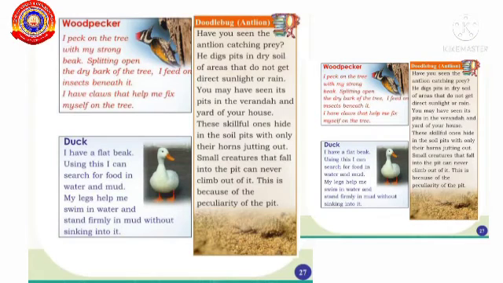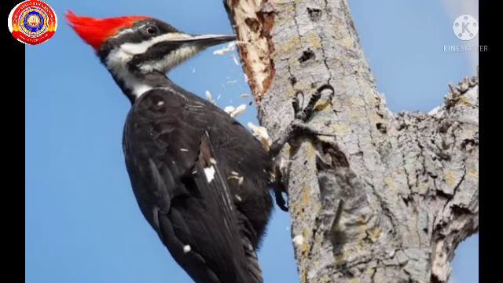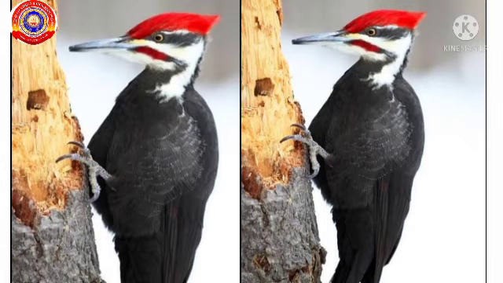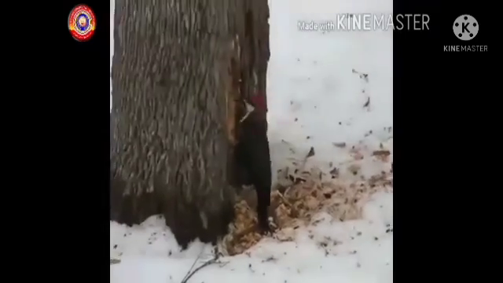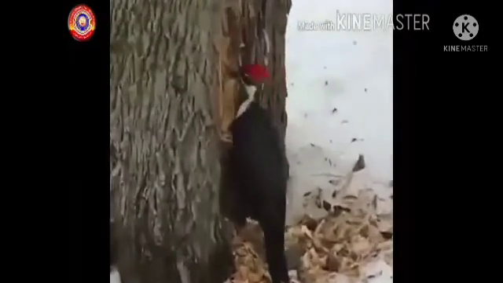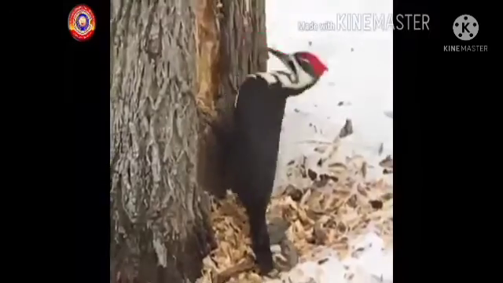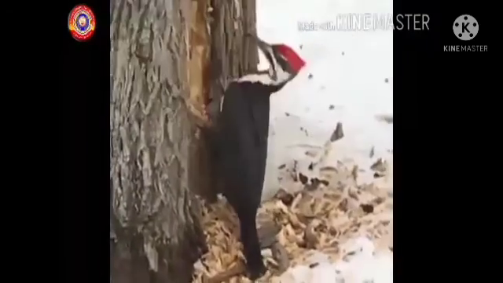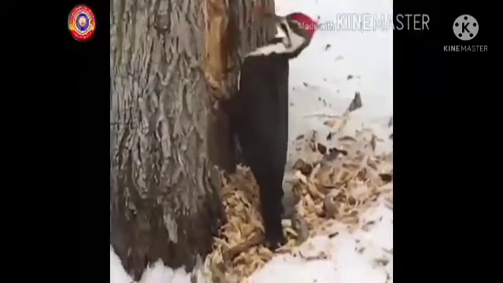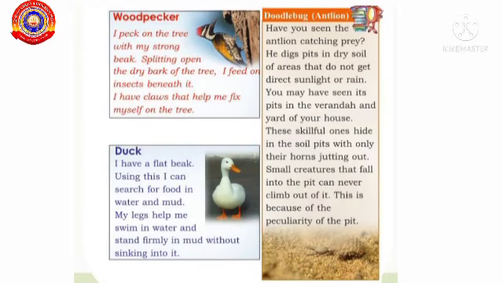Which is the next creature given in your textbook? Yes, the next one is woodpecker. These woodpeckers have very sharp and strong claws, and these claws help them to fix on the tree, and they also have a strong beak. With the help of its beak, it pecks on the tree and feeds on the insects that are seen inside the bark of the tree.